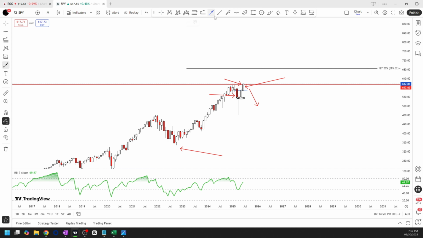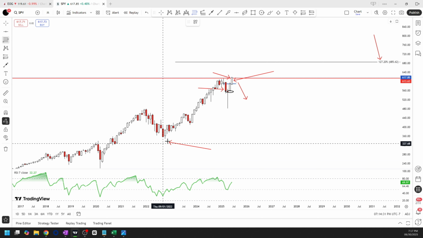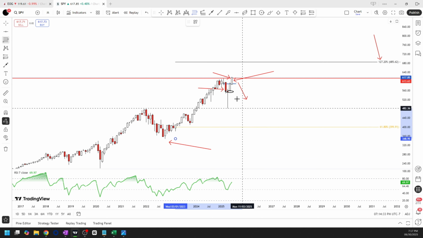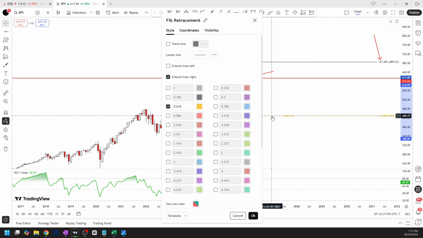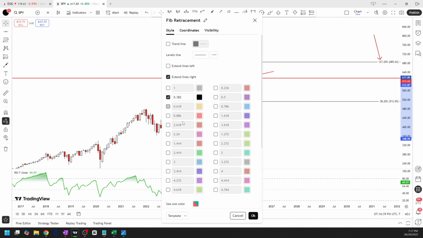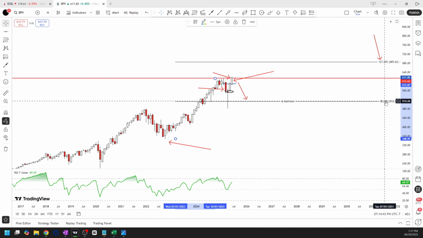There's the 127. So yes, suggesting 685, on the low end, but there's more to it. When you run your fib from the low to the high and see where it retraced to, you see that it was a little bit past the 382 or 38%.